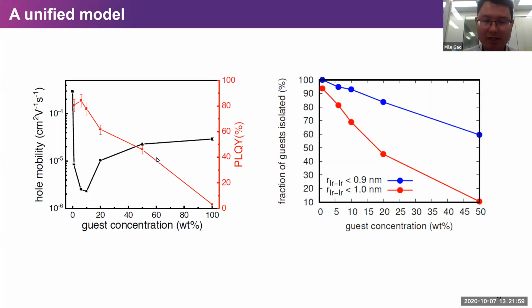But with the concentration increase to 20%, the fraction of isolated guests decreases a lot. This point corresponds to the 20% here, which led to a decrease in the PLQY.